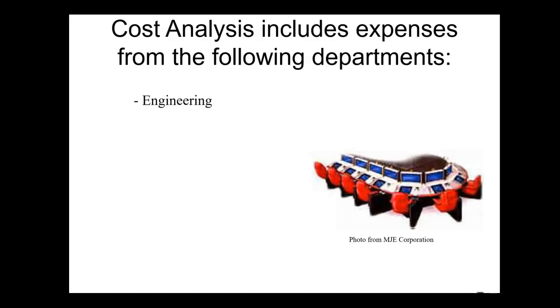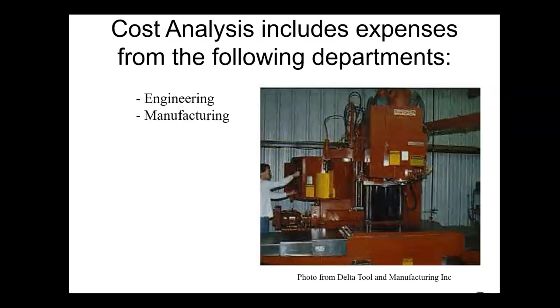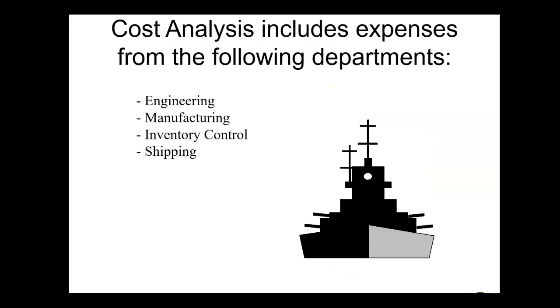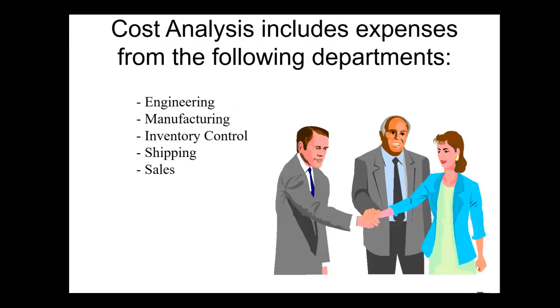When we talk about cost analysis, this includes expenses from the following departments: engineering department, the manufacturing facility, inventory control or logistics, where the parts are housed until they are shipped and ready to go to the store, the actual shipping costs that may be involved from getting it from point A to point B, or from one part of assembly to another part of the assembly locations, the sales.